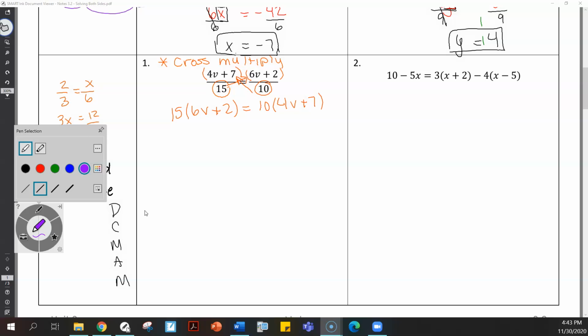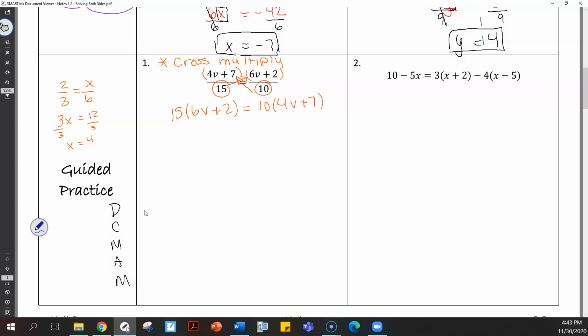So the D reminds me that I need to distribute. I have parentheses here and parentheses here. So 15 times 6v is 90v. Just because this has big numbers does not make it any scarier. The process is exactly the same. Just make sure that you're using a calculator or Desmos to check your work. 15 times positive 2 is 30, equals 10 times 4v is 40v, and 10 times 7 equals 70. So I distributed.